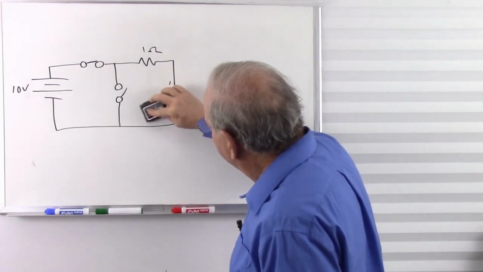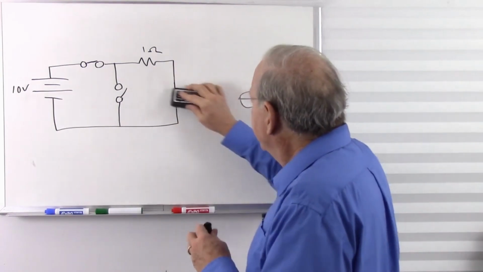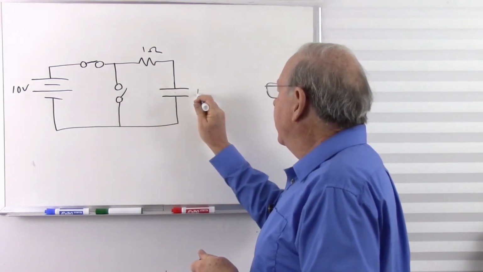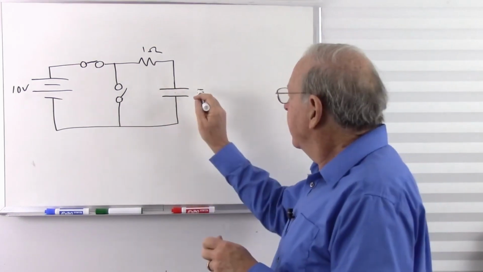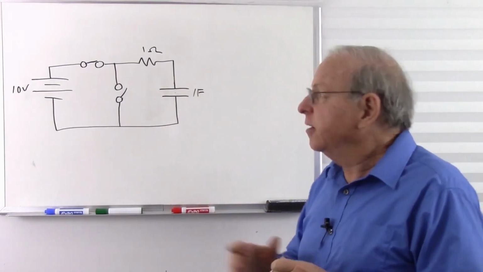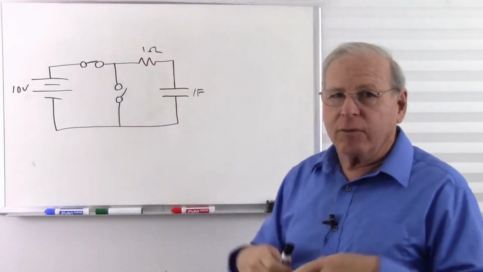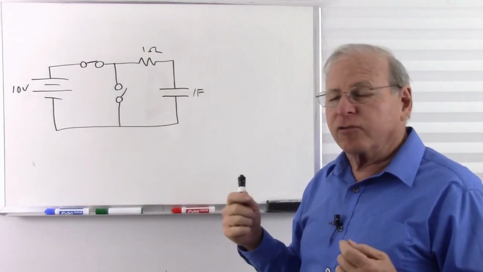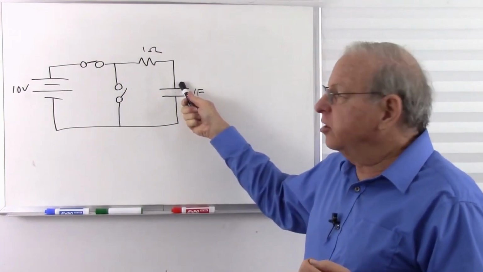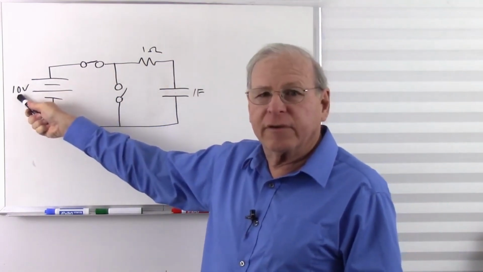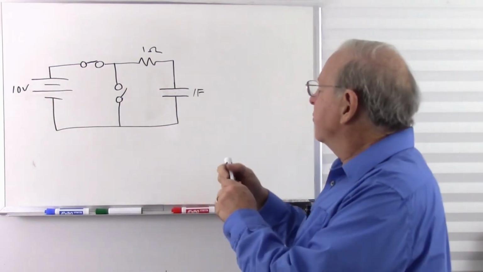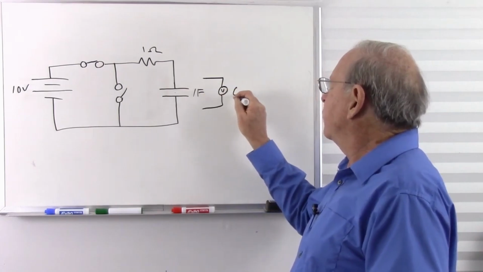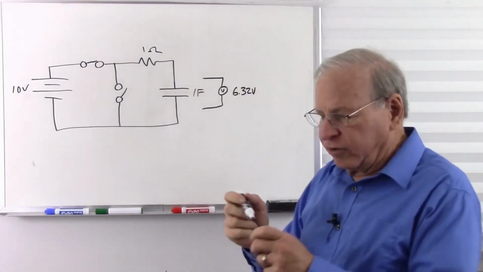So let's put the capacitor back there and see what happens over time. With 1 ohm and 1 farad, we have a time constant of 1 second. R times C equals our time constant. 1 times 1 equals 1. What that tells us is it's going to take 1 second for this to charge up to 63.2% of this voltage. So after 1 second, this is going to charge up. If we put a voltmeter across it, we will see 6.32 volts after 1 second.